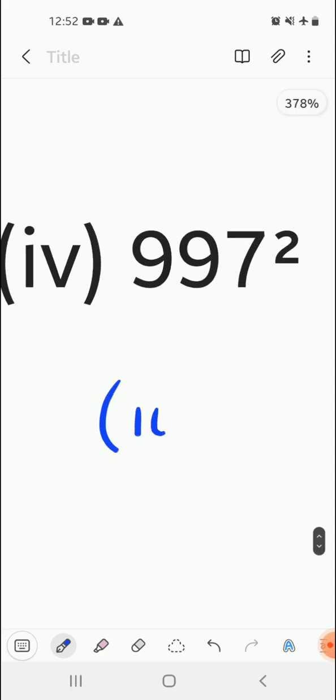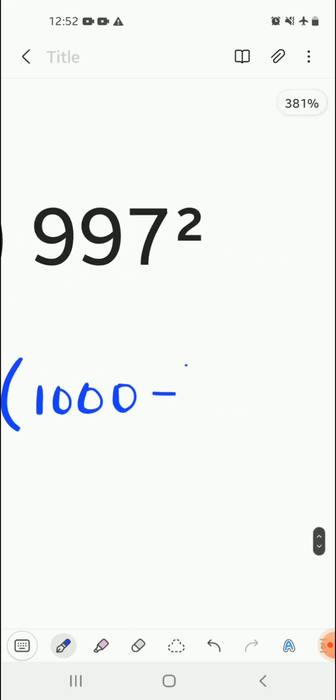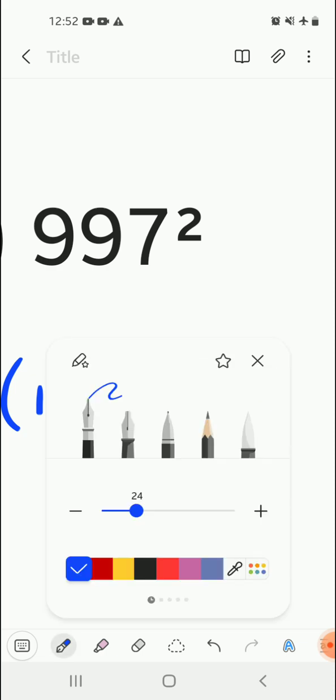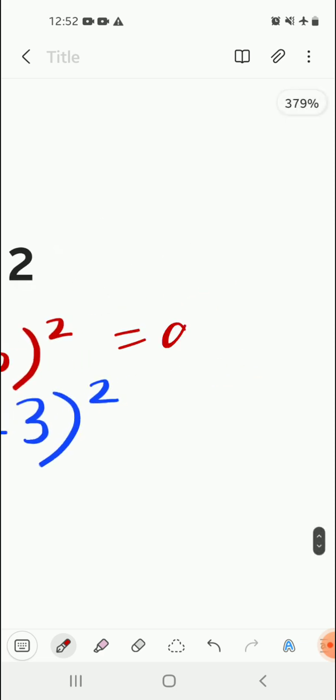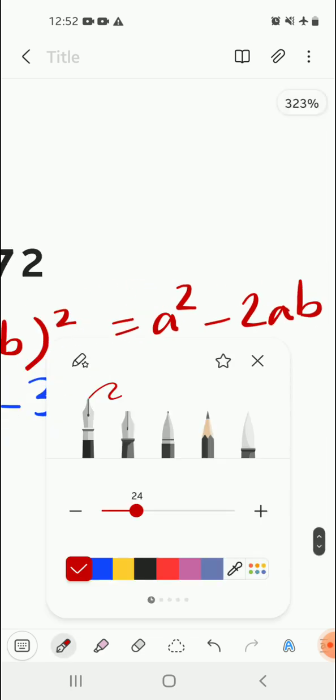Moving on, number 4. 997. So this is very close to 1000. We can write it as 1000 minus 3, because we have to bring in a number which is a multiple of 10. So we can write it in this manner. This resembles the (a minus b) whole square formula, which is a square minus 2ab plus b square. So we're going to write it down.